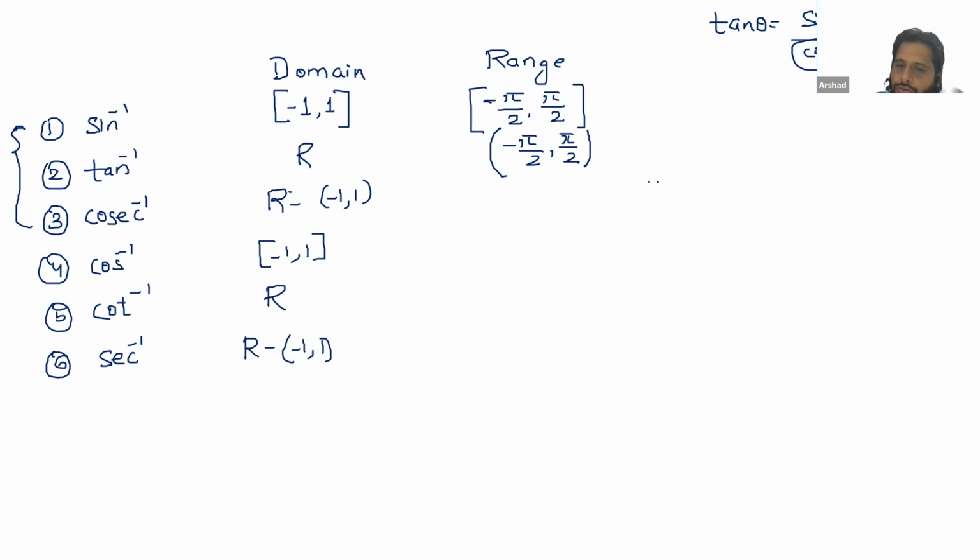For cosec inverse, also write minus pi by 2 to pi by 2. Fahad, can you tell me for which angle inside this, from minus pi by 2 to pi by 2, cosec does not exist?